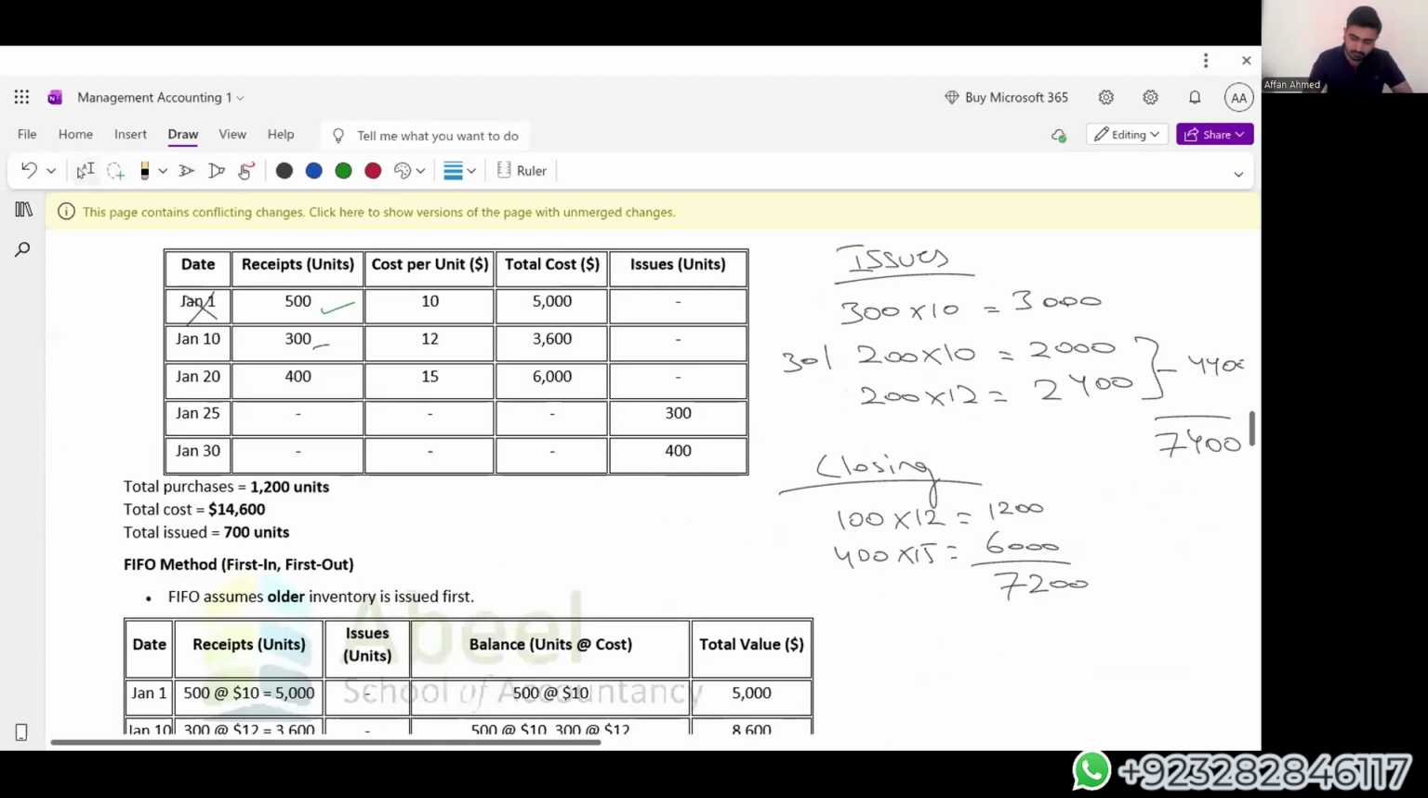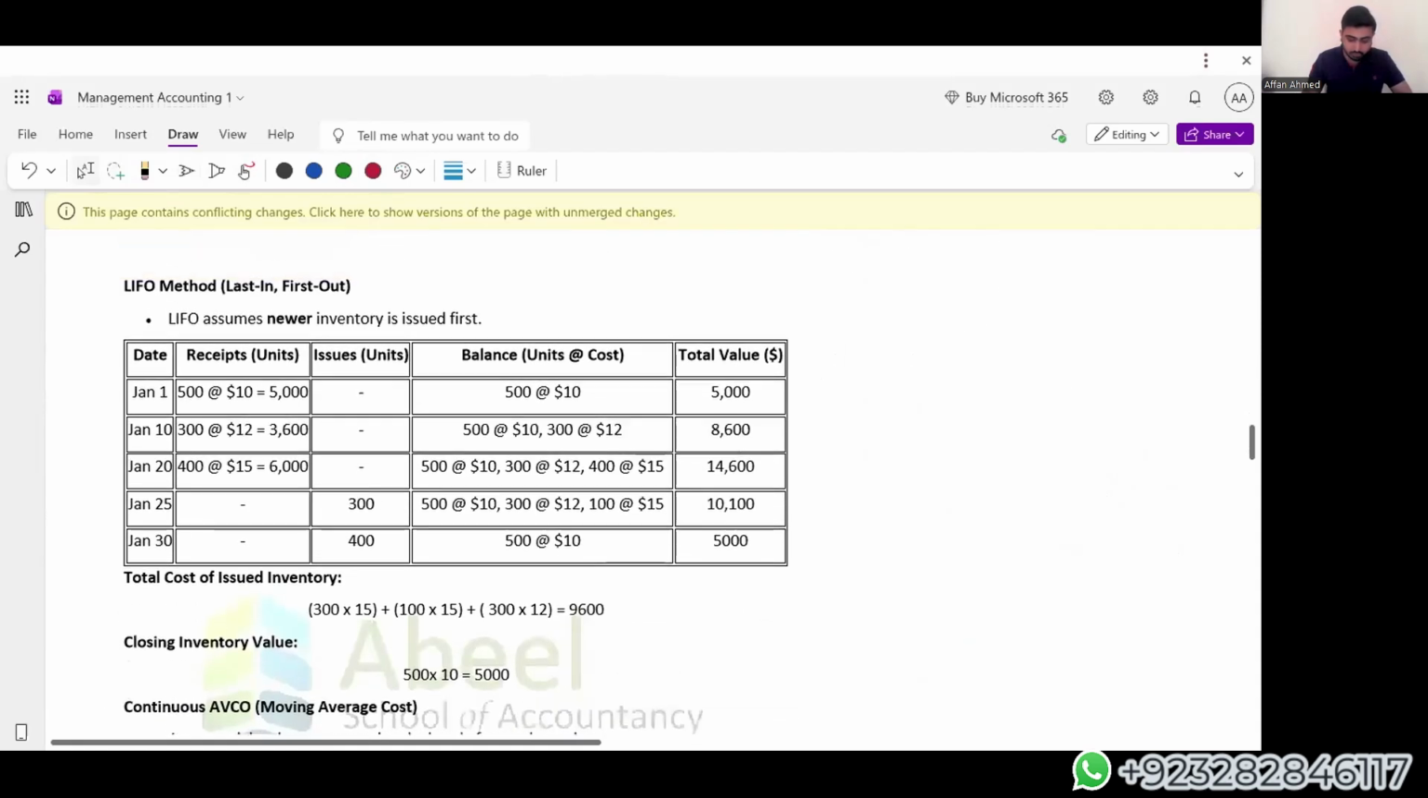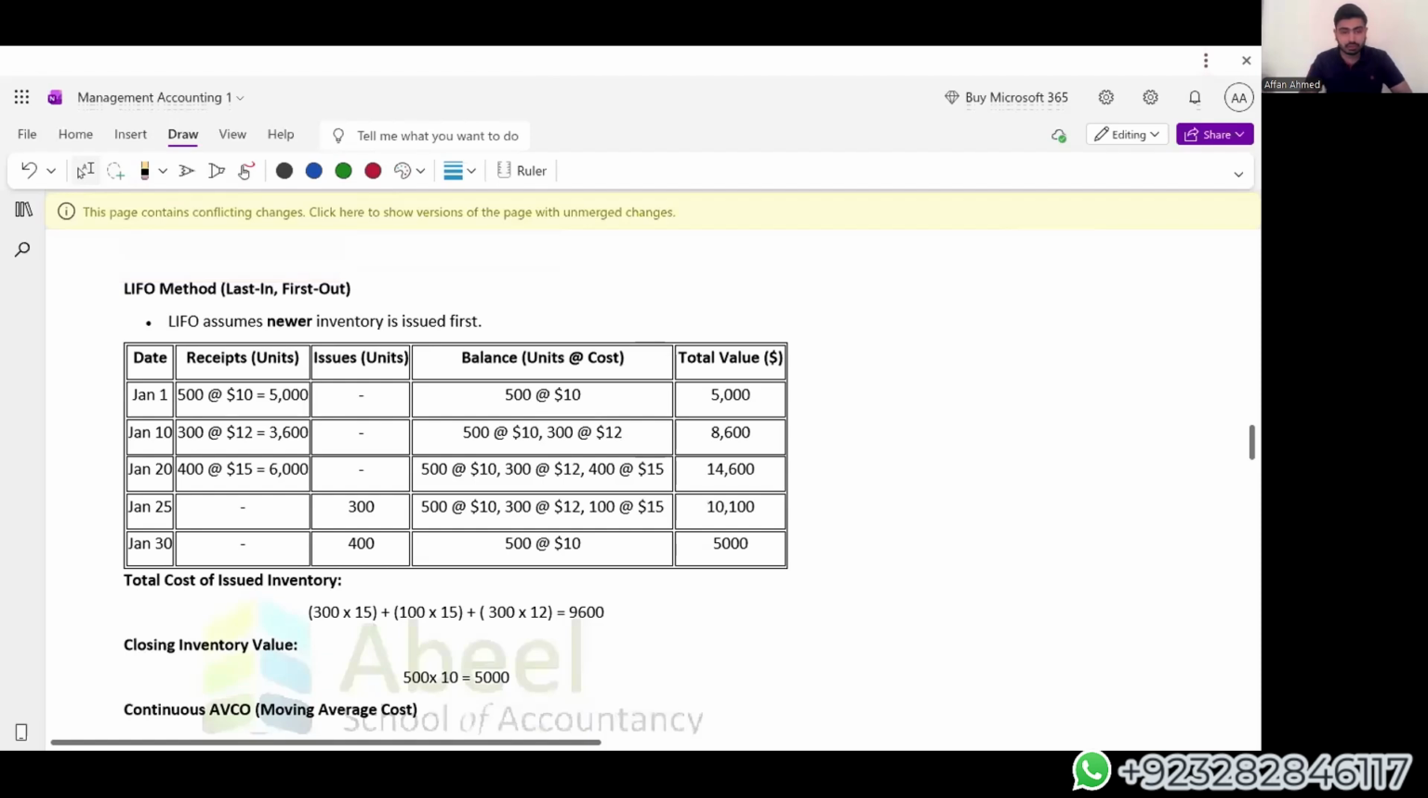Now the table is just representing the same layouts. Now I would want you guys to do the AVCO. I'm pausing the video right now and you're going to attempt the AVCO question and then we're going to solve it together. Okay. LIFO was a tricky one, so I solved it together with you guys, but now AVCO is going to be done by you. Both the methods, perpetual and periodic.